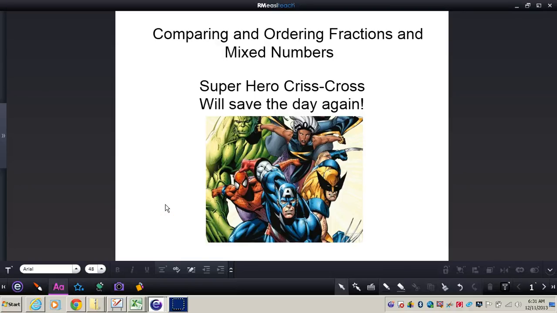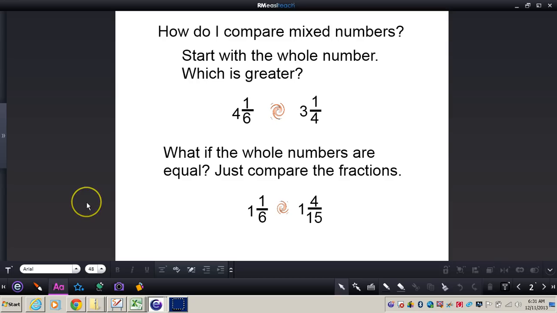In this video, we're going to be taking a look at comparing and ordering fractions and mixed numbers. Okay, so we're going to take a look at that superhero crisscross again. Hopefully it will help save the day. Now, a couple things we're going to take a look at is how to do a few different things.